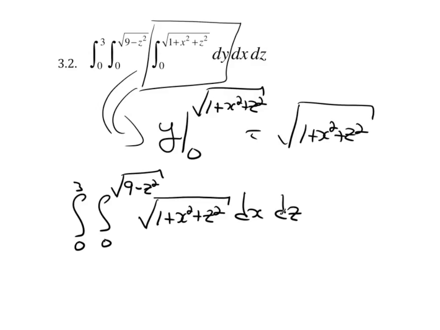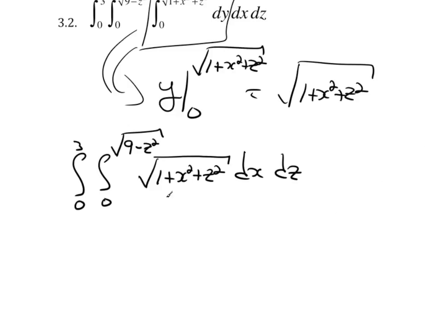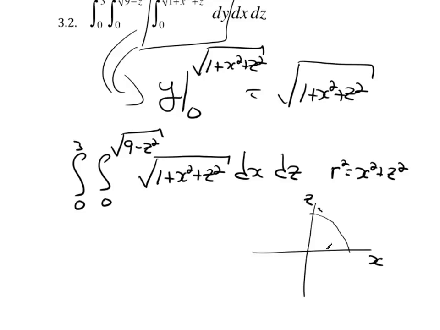Now I'm thinking it's kind of reasonable to go ahead and switch to polar, because if I let r squared equal x squared plus z squared, I can take a quick look at the picture here with the x, z axes. And I know that z goes from 0 to 3, because here's z in there, 0 to 3. And I know that this is going to look like this. So like I said, this is a 3, and this is going to also be 3 here on the x-axis. So I know this is my region.